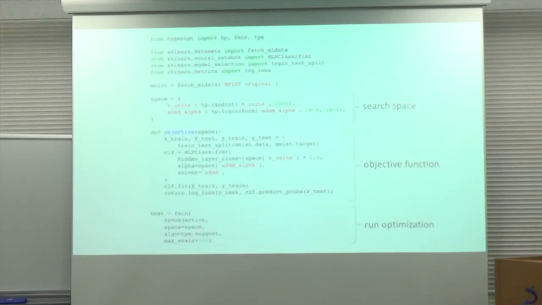So this is a simple code snippet of hyperopt usage. Here let's consider that we want to train a multi-layer perceptron with the Adam optimizer. And we don't have any idea about which number of hidden layer units is better and which value is better for the Adam parameter. So to use hyperopt, we need two setups: the search space and the objective function.